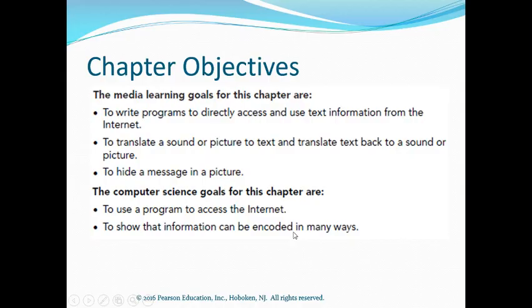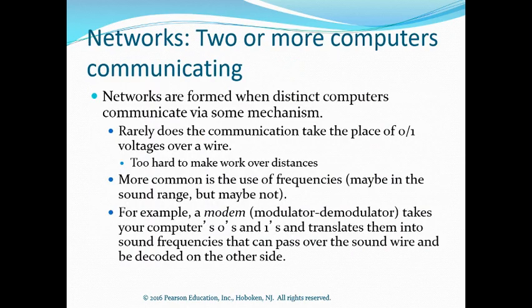To begin, we're going to look at the chapter objectives. The media learning goals for this chapter are to write programs to directly access and use text information from the internet, to translate a sound or picture to text and translate text back to a sound or picture, and to hide a message in a picture. The computer science goals for this chapter are to use a program to access the internet to show that information can be encoded in many ways.